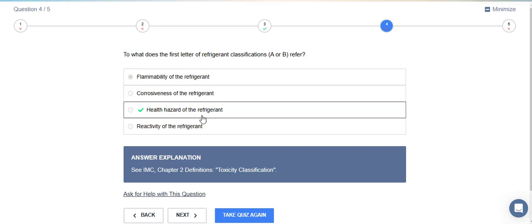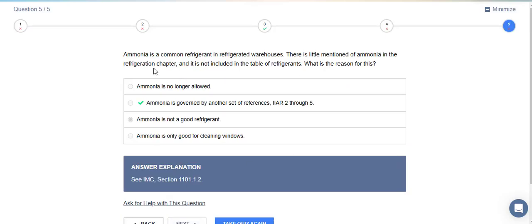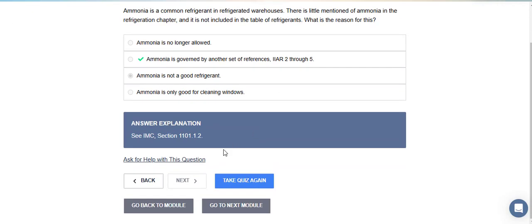The health hazard of the refrigerant. Health hazard means toxicity. Ammonia is a common refrigerant in refrigerated warehouses. There is little mention of ammonia in the refrigerant chapter, and it is not included in the table of refrigerants. What is the reason for this? Ammonia is governed by another set of references, IIAR 2 through 5.